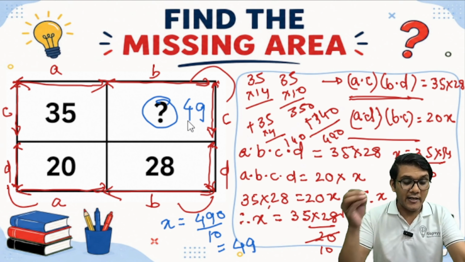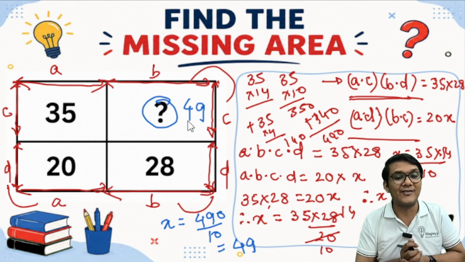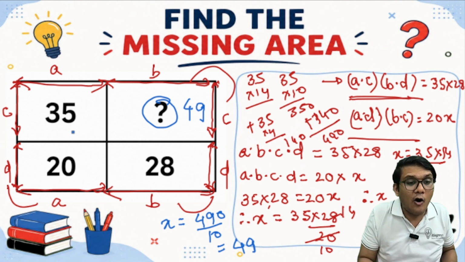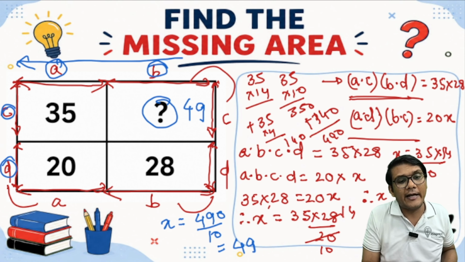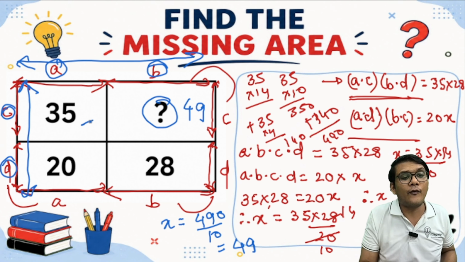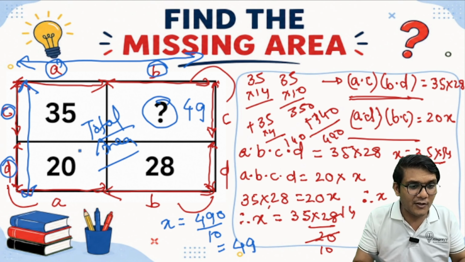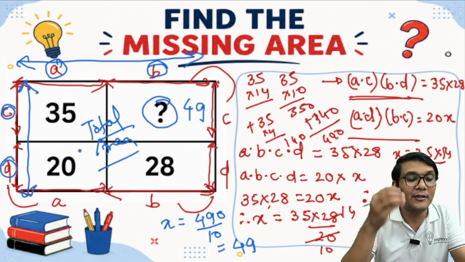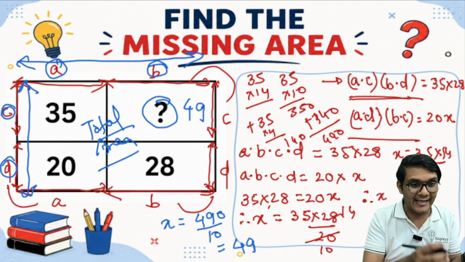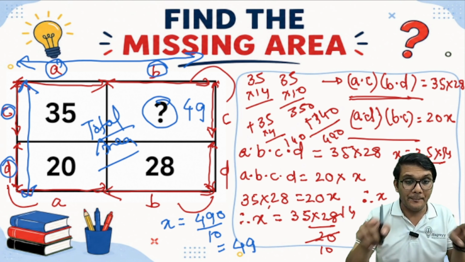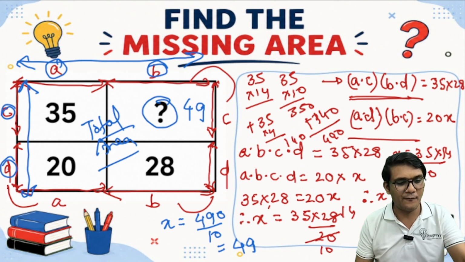Not just this, now that we have found out the missing area, guys, you can now find out this A, this B, this C, as well as this D. So you can find out the entire length, as well as the entire breadth. You can also find out the total area as well. So can you guys tell me in the comment section what will be the total area of this rectangle and what will be the length and breadth of the bigger rectangle that is in front of you?